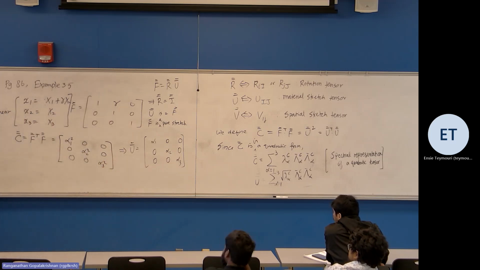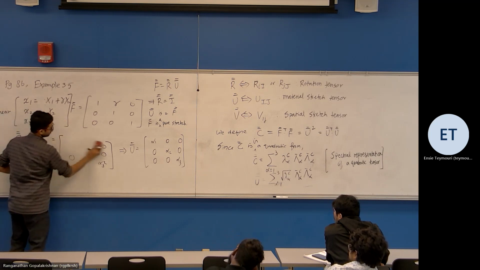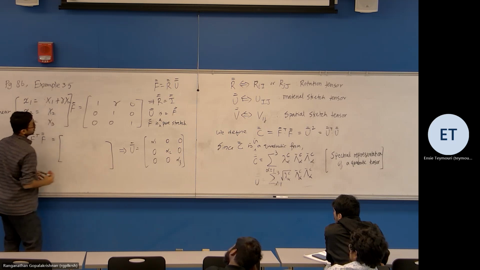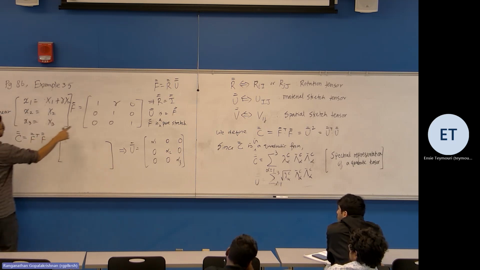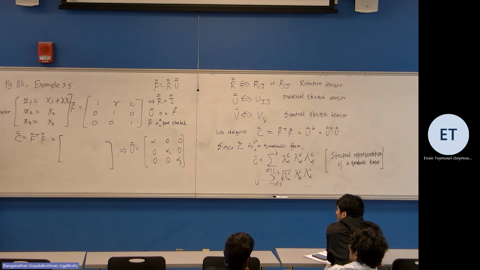What is the C, which is F transpose times F for this tensor? You have to multiply. What is F transpose first? F transpose is 1, 0, 0, gamma, 1, 0, 0, 0, 1. What is F transpose F?